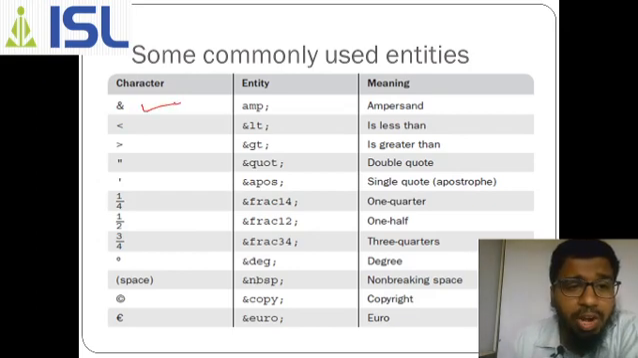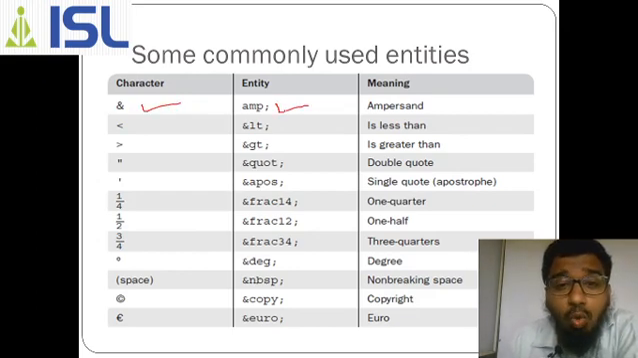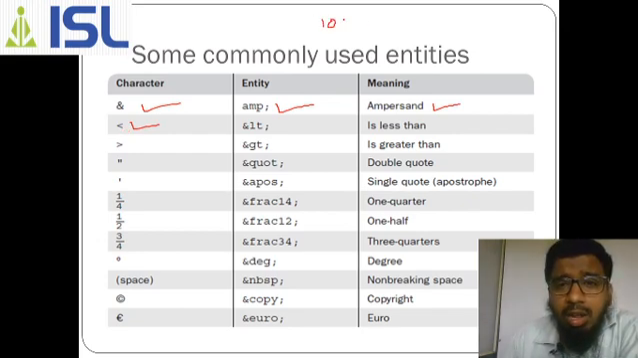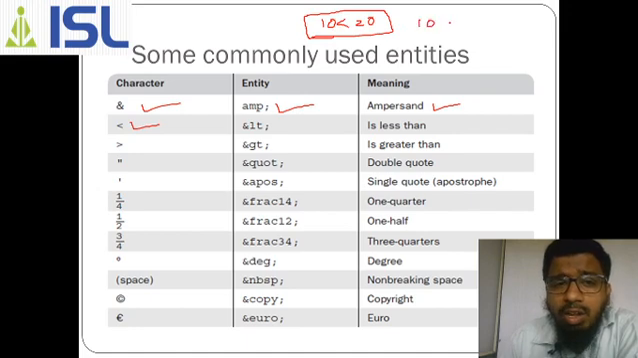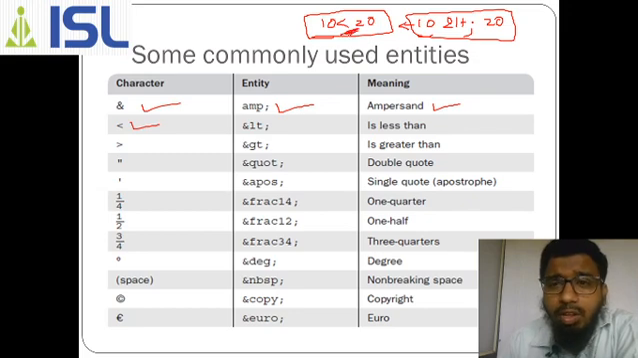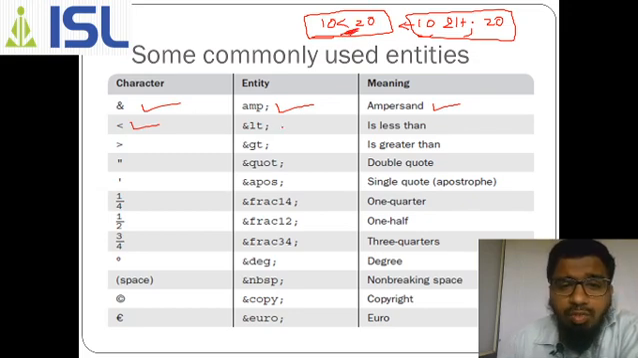See, if you want to write the ampersand, you must write in the code &amp; that is ampersand. Okay, if you want less than, like 10 less than 20, and you want to display this on the web page, you need to write 10 &lt; 20. It will display in this format. Okay, clear? So this is for less than.